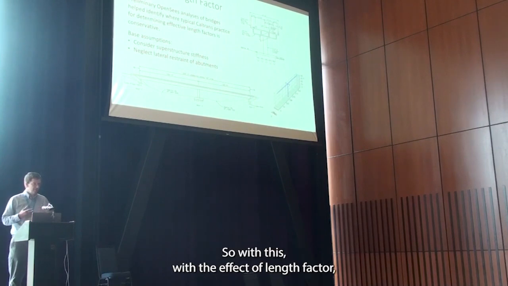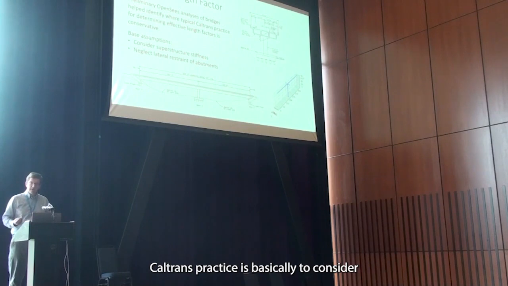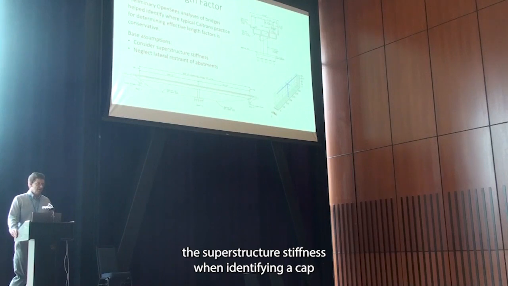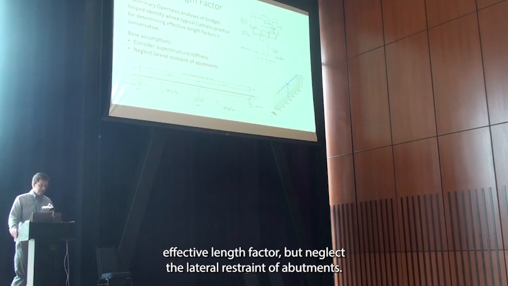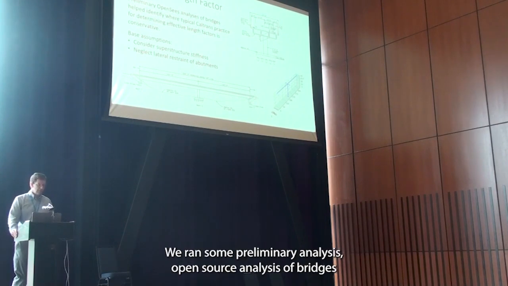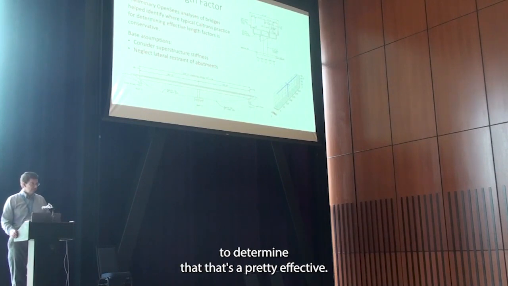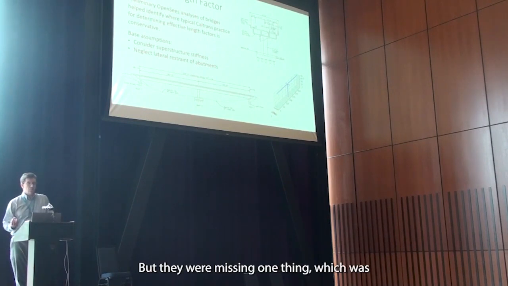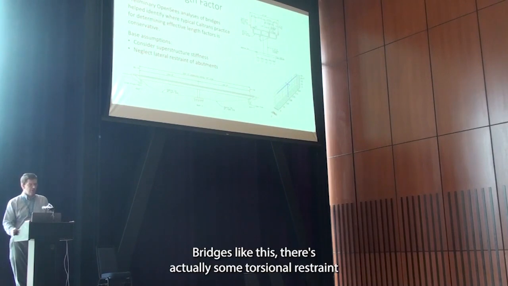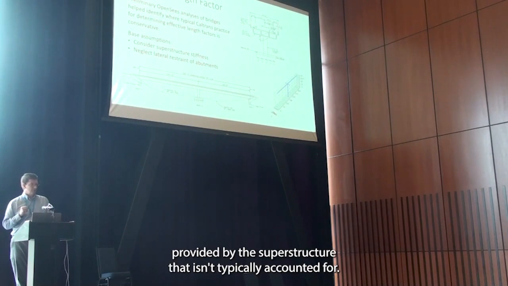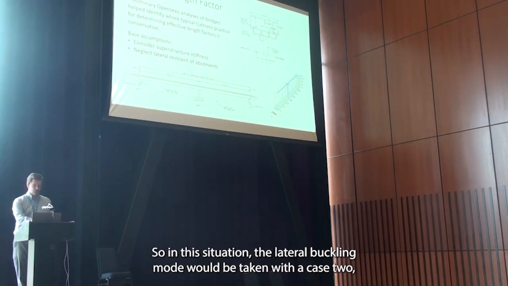Another thing that they were looking for was better estimations of the effective length factor. Caltrans practice is basically to consider the superstructure stiffness when identifying an effective length factor, but neglect the lateral restraint of abutments. We ran some preliminary OpenSees analyses of bridges to determine that's pretty effective. But they were missing one thing: in single column bridges like this, there's actually some torsional restraint provided by the superstructure that isn't typically accounted for. So in this situation, the lateral buckling mode would be taken with a K of 2, but it could be less.